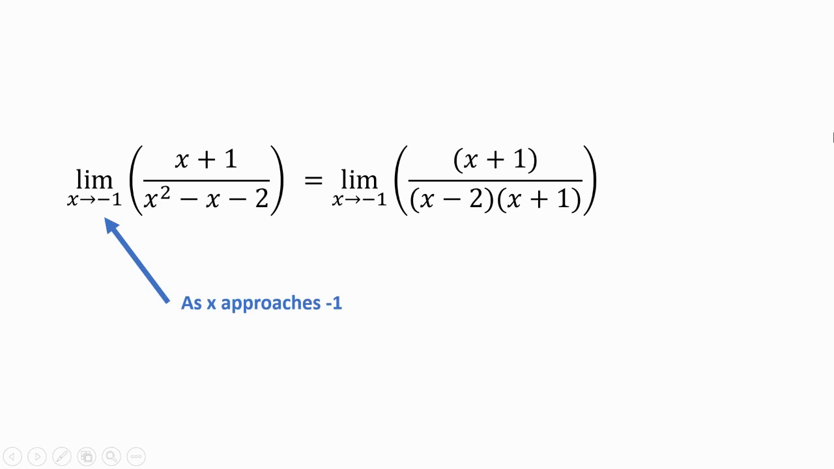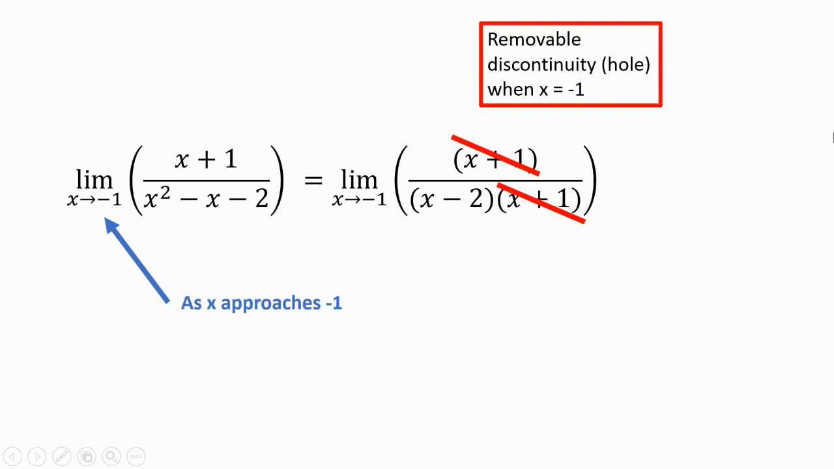But if you notice, there's an x plus 1 in the numerator and one in the denominator. That means that we're going to have a removable discontinuity. Removable discontinuity, remember that just means a hole. So just at that singular point, we're just taking that one away, and then we're going to continue on our merry way. Think of a pothole in the road. You just skip over it.